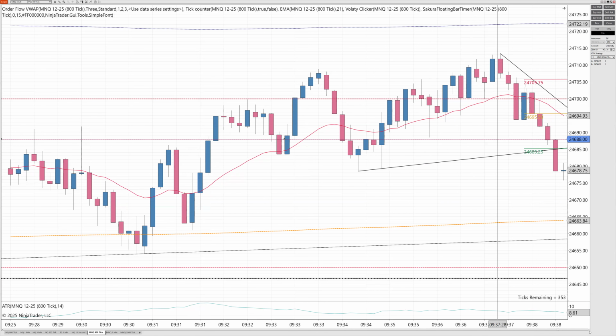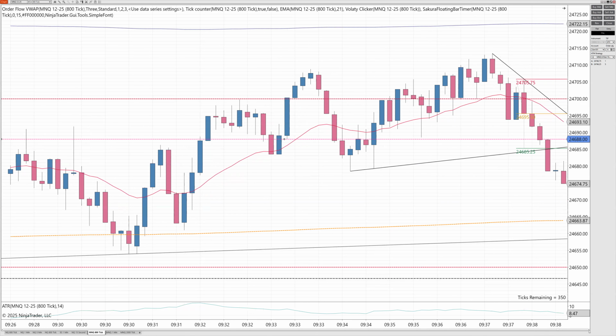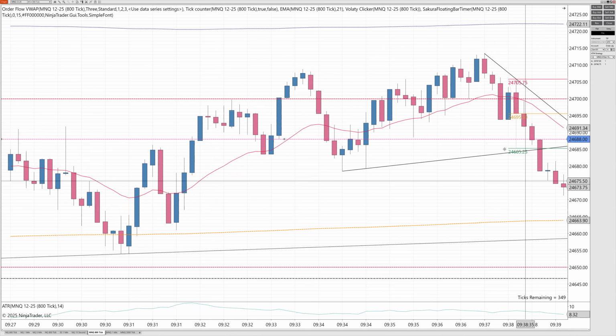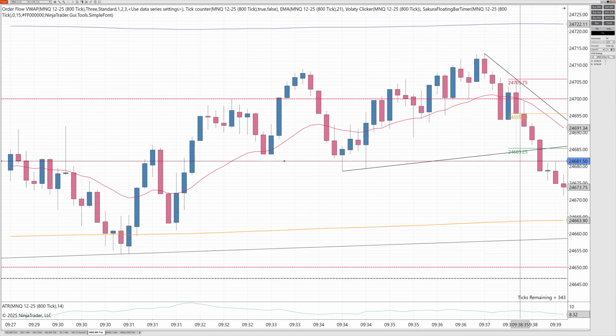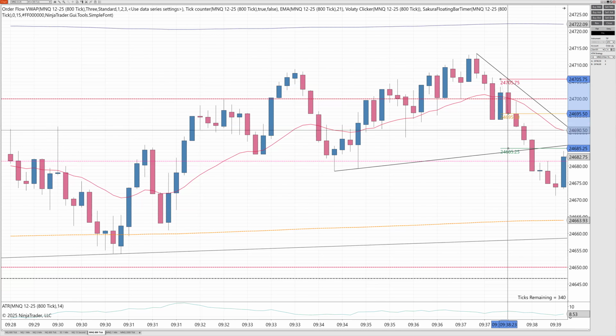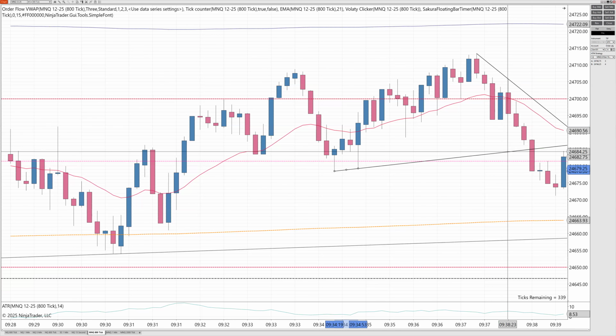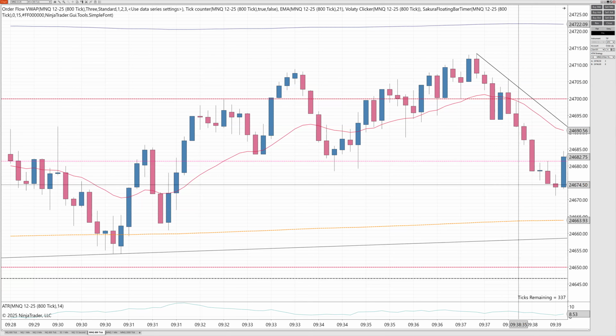So let's keep going. The runner is still running. And then there we go. That runner's been taken out right here. So now we wait for our next setup.